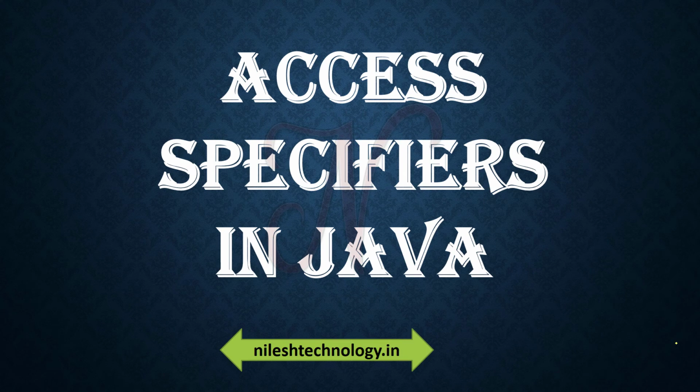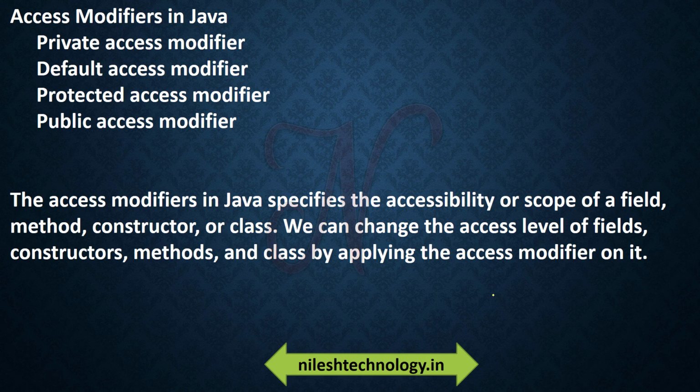In this video, we are going to see the access specifiers in Java. There are different access specifiers: private, default, protected, and public. So there are 4 access specifiers in Java.